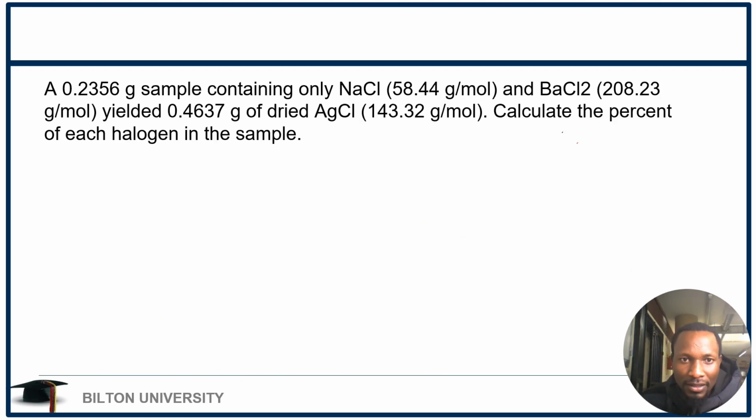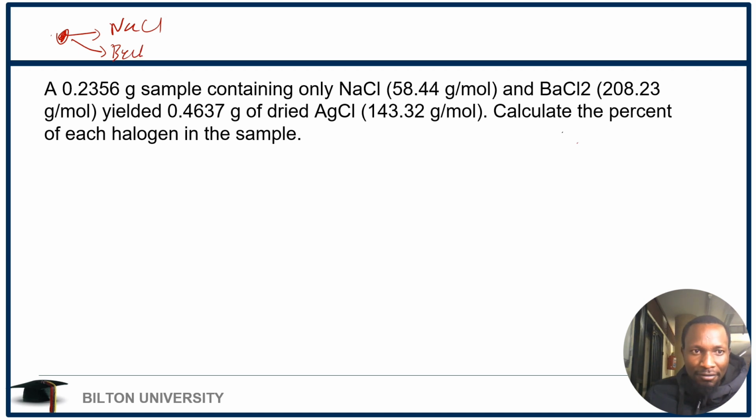So let's look at this question. This is from the gravimetric method, and the question reads: a 0.2356 gram sample containing only sodium chloride of this molar mass, and barium chloride yielded that mass of dried silver chloride. Calculate the percent of each halogen in the sample. So you have a sample of 0.2356 gram, and this sample has sodium chloride, and it also has barium chloride.